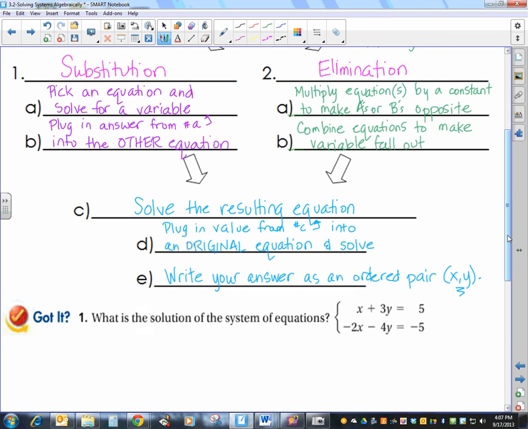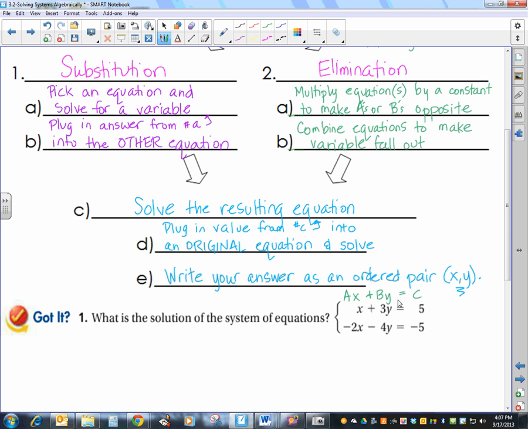So let's go look at this one. Now, it tells us, what is the solution of the system? So we're looking at that point of intersection. And when I look at these, okay, my A's and B's, remember this is my standard form, Ax plus By equals C.